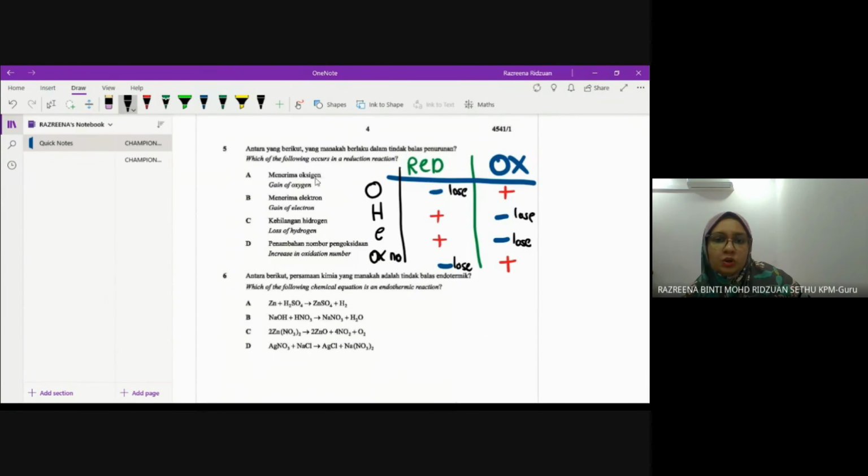Reduction here, they're asking you for a reduction reaction. So let's say the first one, gain oxygen. Does it gain oxygen? No, it loses oxygen. Gain of electron. Does it gain electron? Yes, it gains electron. Loss of hydrogen. Does it lose hydrogen? No, it gains hydrogen. So this is wrong. Increase in oxidation number? Wrong, because it decreases in oxidation number. So answer is B. Try to draw this table when you receive questions on reduction and oxidation.